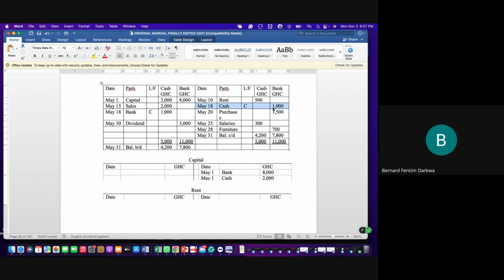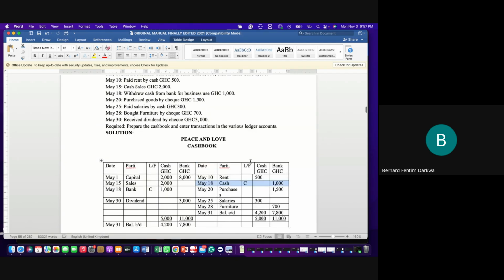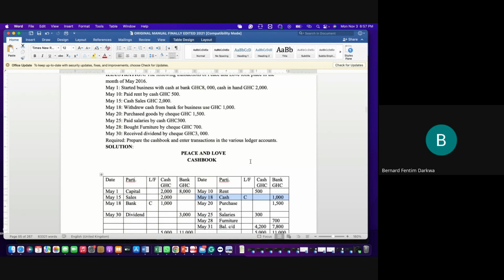Then go to bank, credit it. So you see the same figures. Then write C in front of them, meaning that they are contra entries. So you go on and on. So that is that. Now you can follow this and do the rest. When you go, take your time and go through.